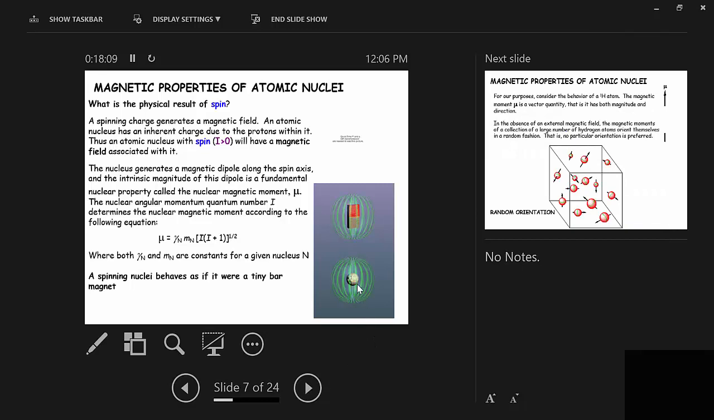So if we try to visualize the nucleus of hydrogen, it's like a little magnet here. And that's some fundamental property of the proton. It's going to have two spin states when we put it into an external magnetic field. It's either going to be parallel or it's going to be anti-parallel. If it's slightly off, then it's going to go to one or the other.